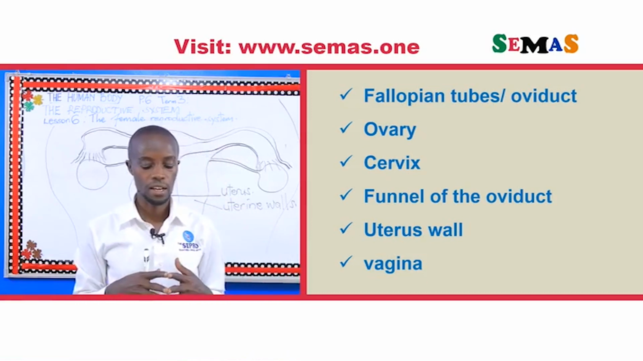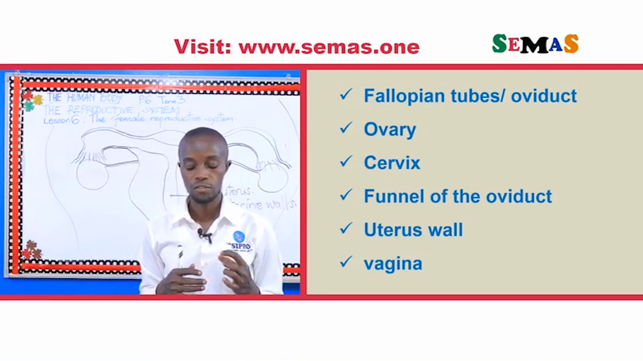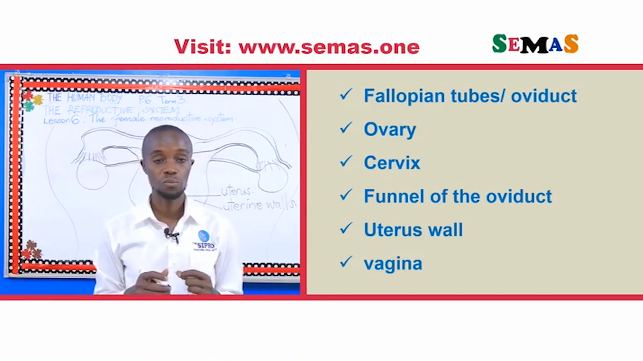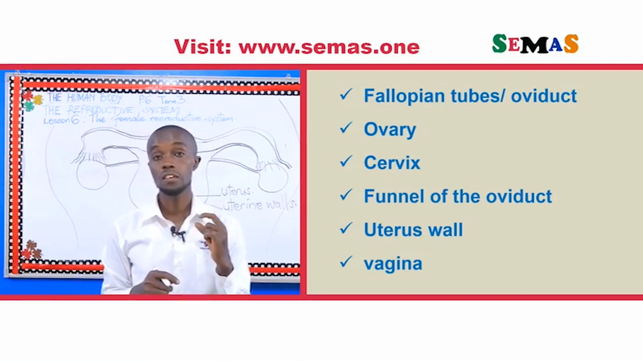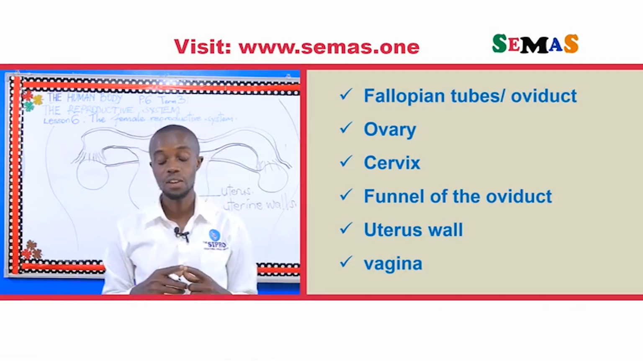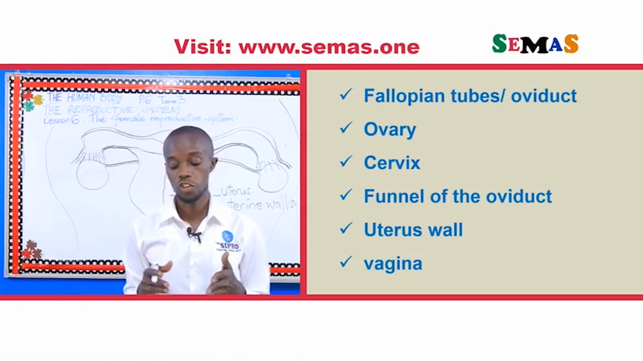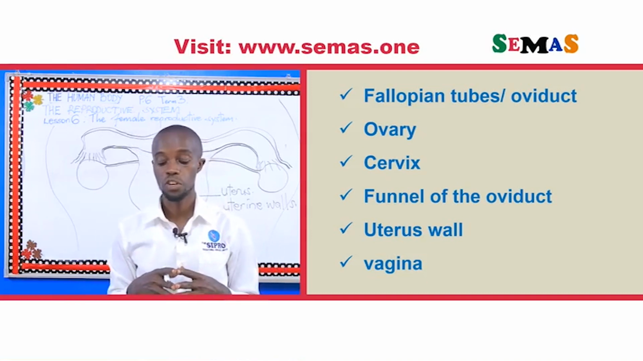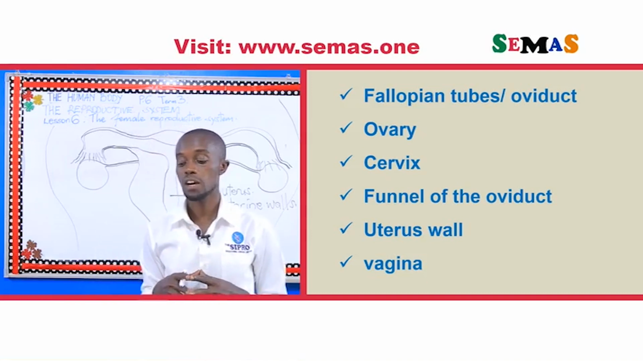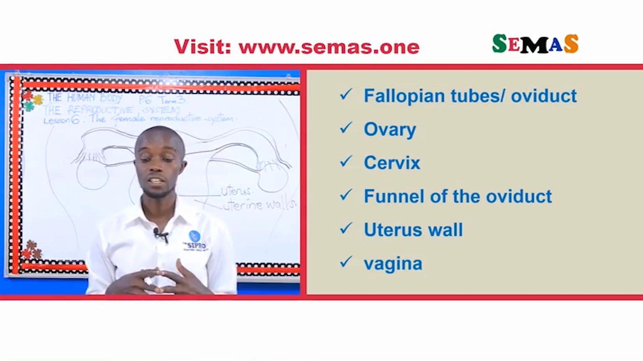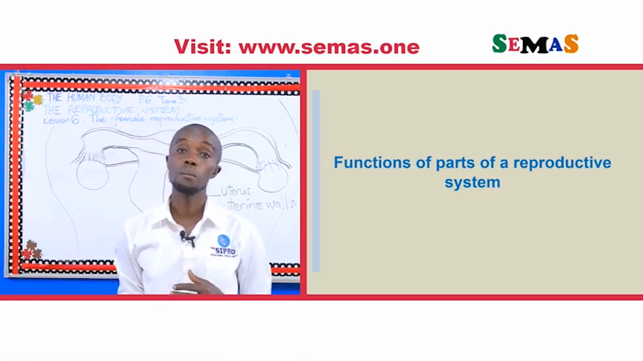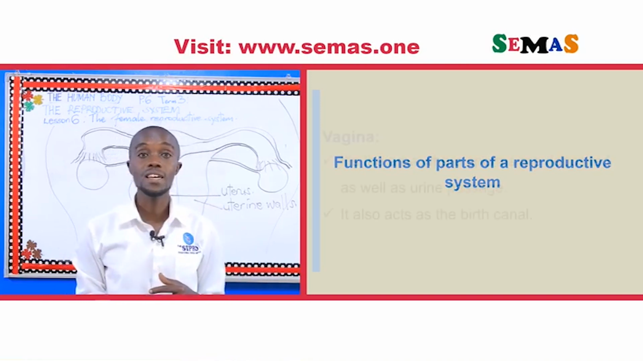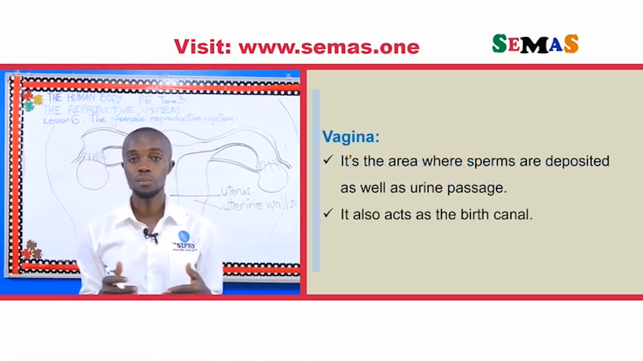Let us now, my dear learner, look at other parts. We have said we have the fallopian tube, we have the ovary, we have the cervix, we have the funnel of the oviduct, then we also have the uterus wall or the uterine wall, and then we also have the vagina. Let us look at the importance or the role of each part, and we shall basically begin with the vagina. How is the vagina important?